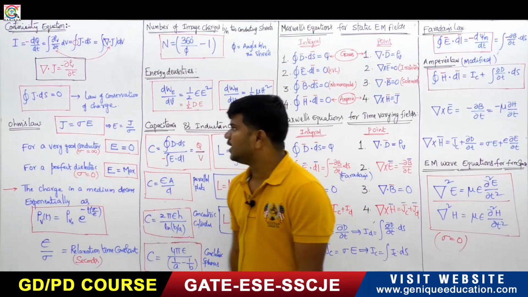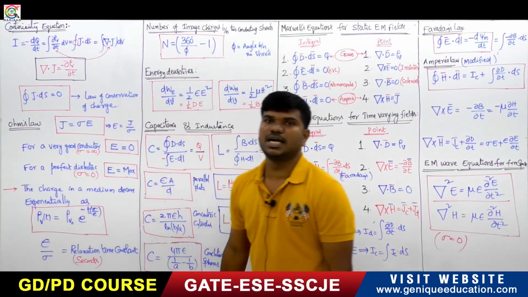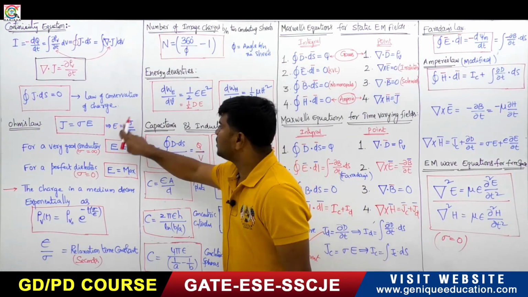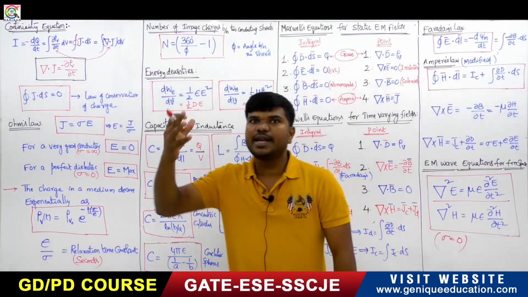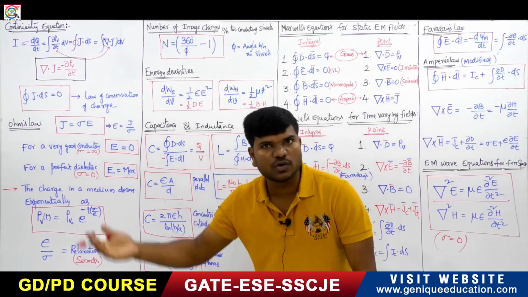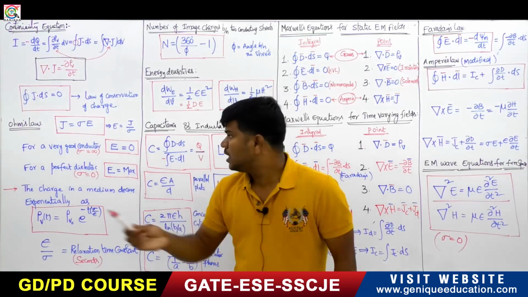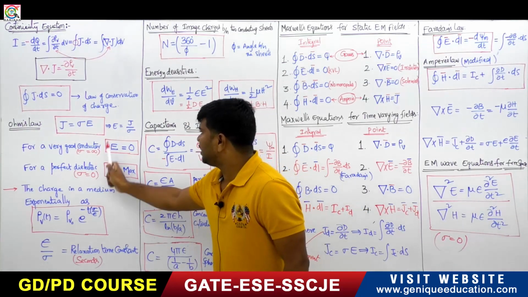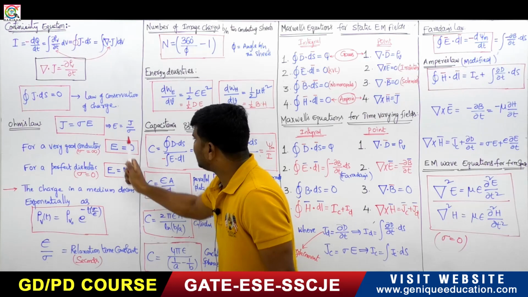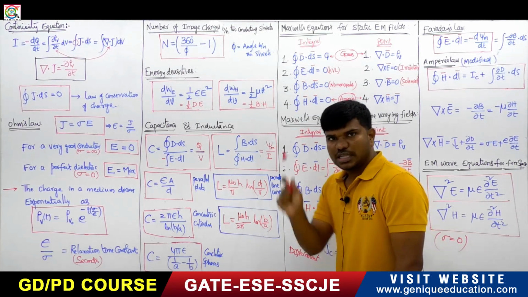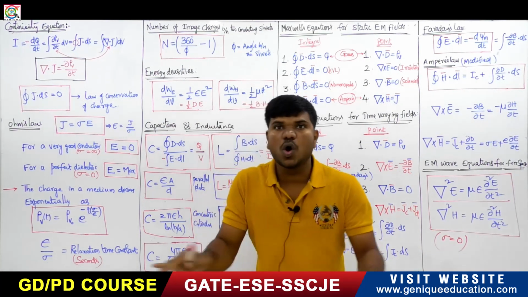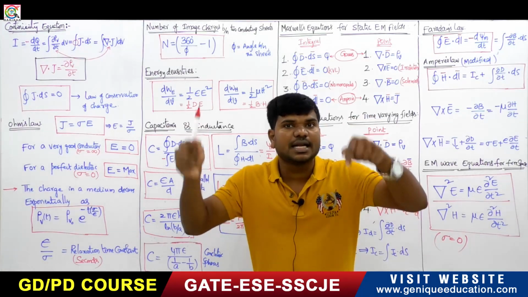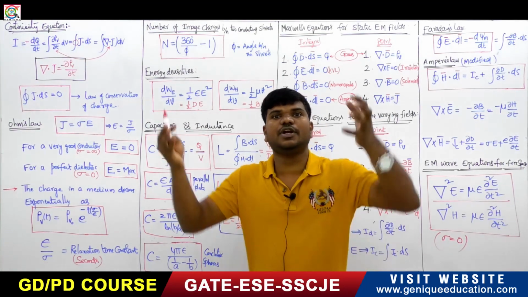E means electric field intensity, here sigma is the conductivity, right? So E is equal to J by sigma. If you take a very good conductor, sigma will be infinity here. What about the electric field intensity? The electric field intensity will be 0. So what is the meaning of this? There is no electric field within the conductor.